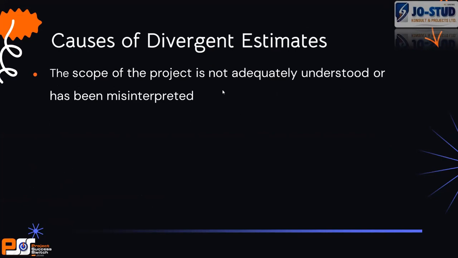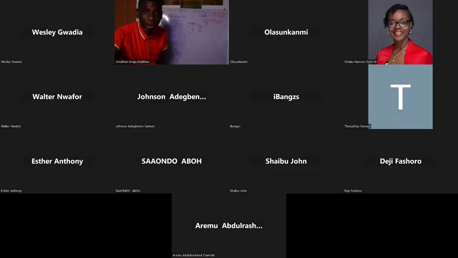The scope of the project may not have been adequately understood or may have been misinterpreted. So, Mr. Ini, it's actually possible that when the QS was breaking the work down, it's possible for a QS to miss a major part. I will repeat again. It's possible for a QS to miss a major part. Now, let me unshare and explain this.